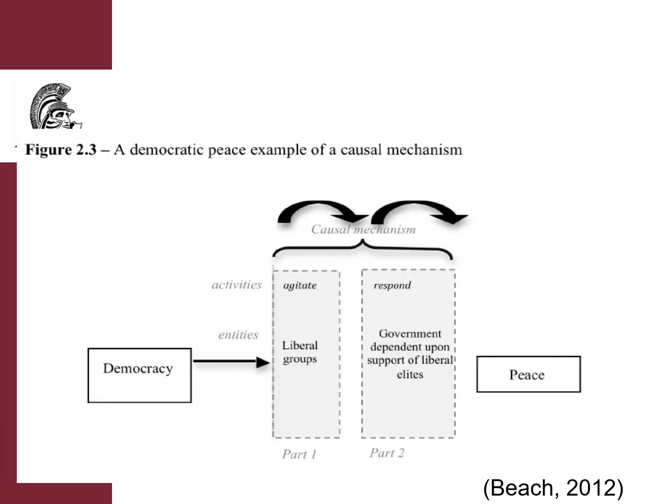A simpler way, a different democratic peace thing, is that liberal groups agitate, governments are dependent upon liberal elites, and they respond. And this is the causal mechanism, much more simple. But I like this idea that we have entities doing things for each part, right?